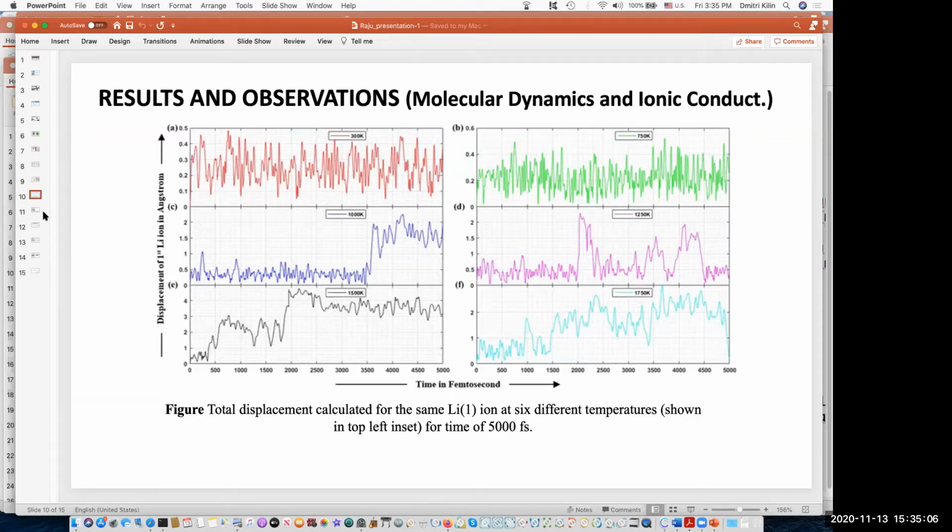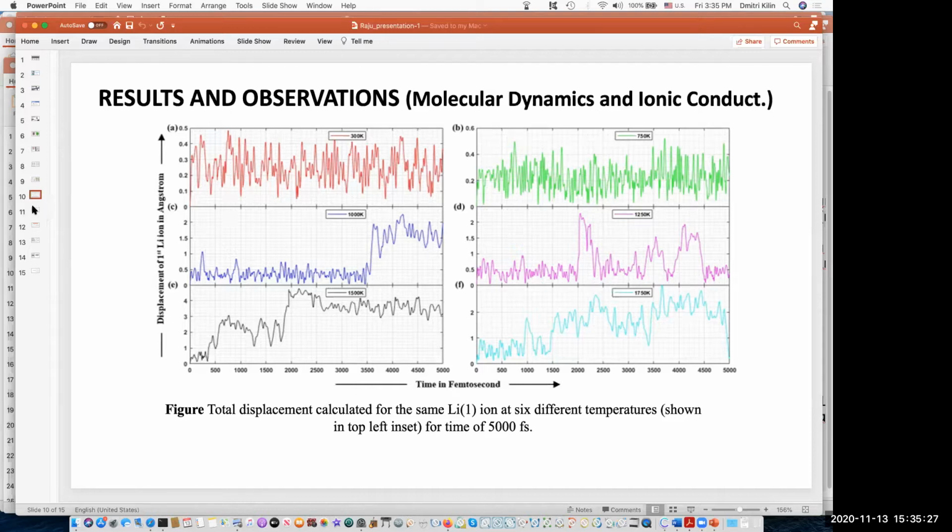This is because when you increase the temperature, the ordered geometry becomes disordered. That's why it has more space available to jump. The empty space that is available for the lithium ion to make a jump.